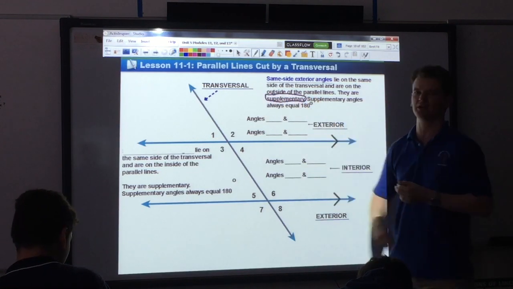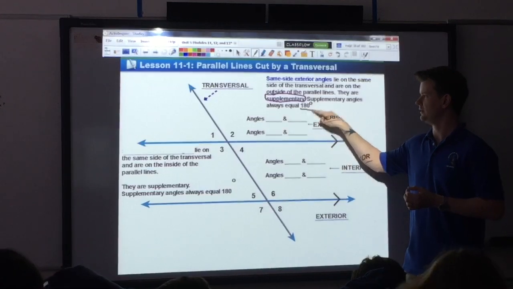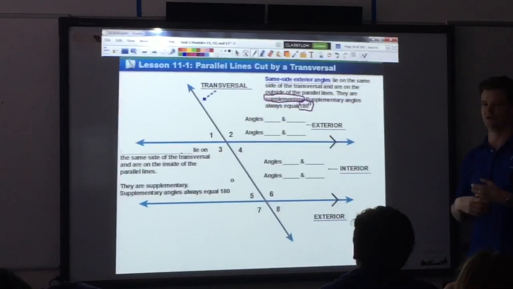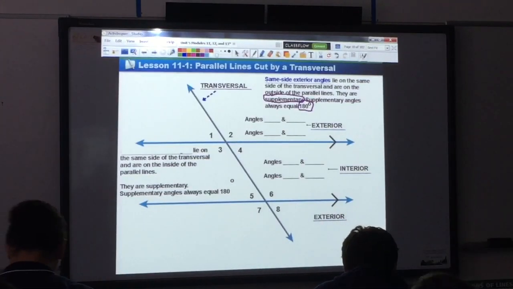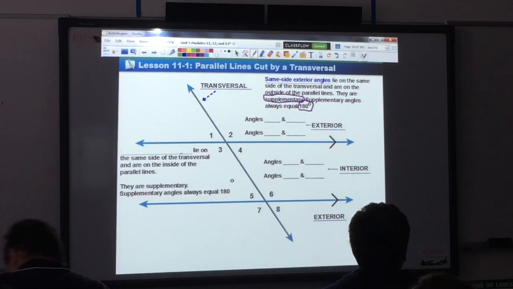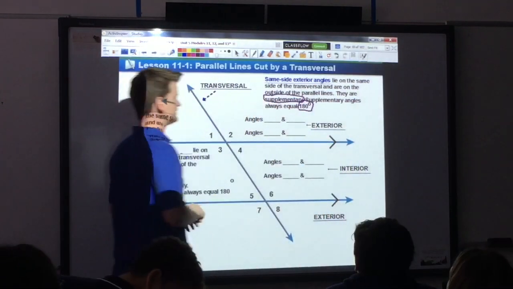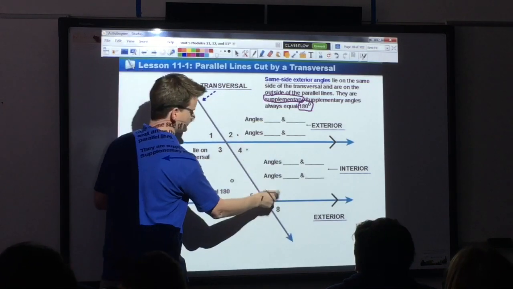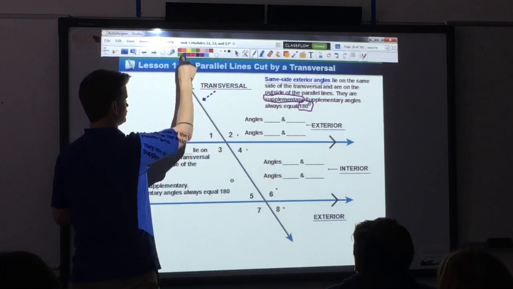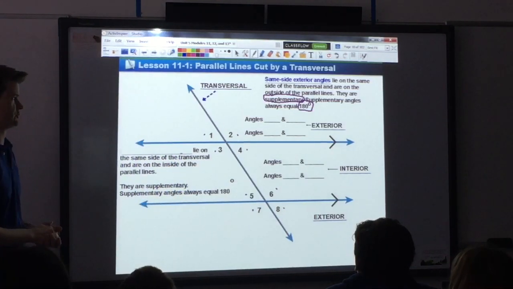And supplementary is how many degrees? 180. 180 degrees. So when we say two angles are supplementary, we say that they are 180 degrees. So we're looking for same side exterior angles. So remember, same side of the transversal. So 2, 4, 6, and 8 all lie on one side of the transversal. 1, 3, 5, and 7 all lie on the other side of the transversal.